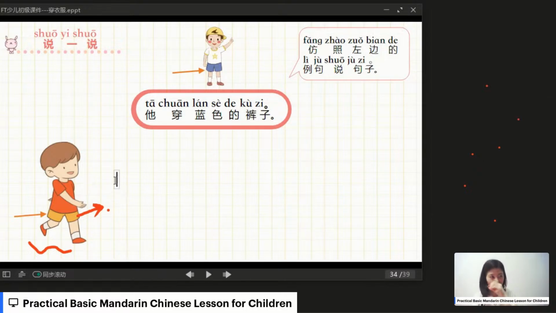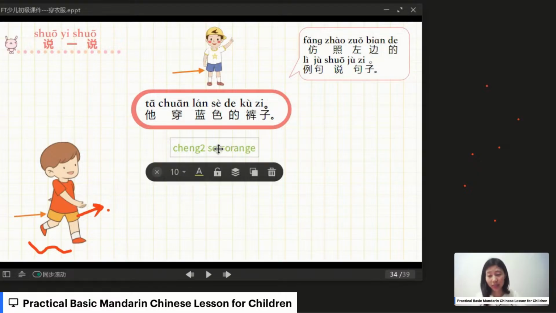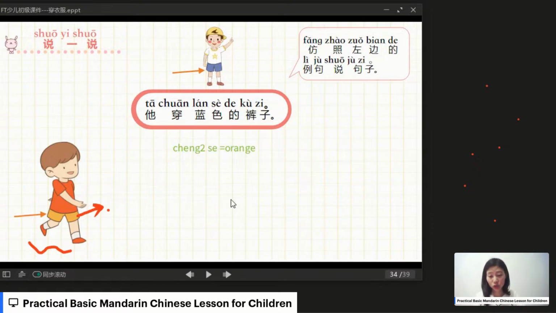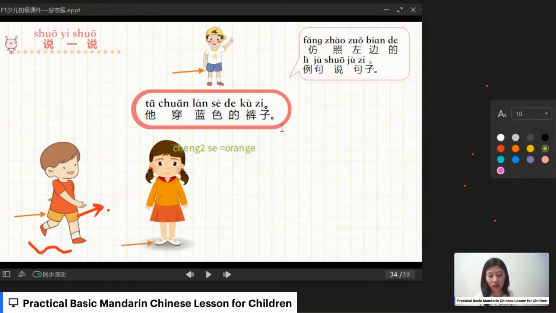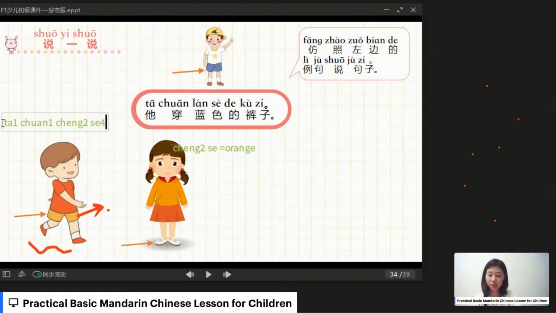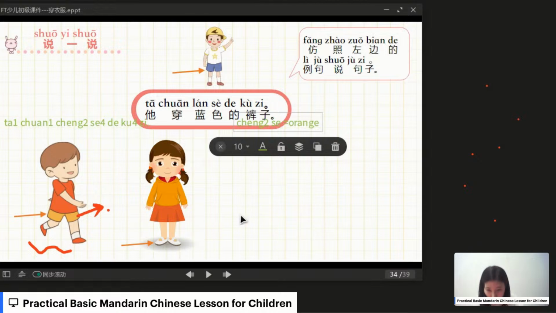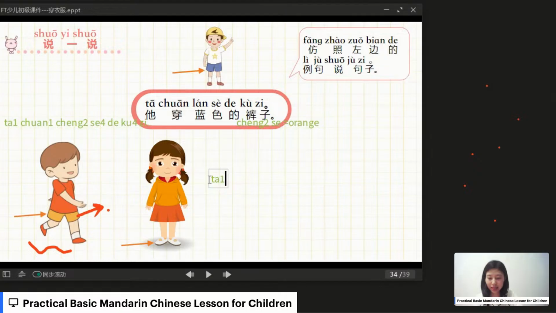Orange is not that common a color, so I'm going to tell you how to say orange. That would be 橙色的, 橙色. So we just need to use 橙色 to replace blue. The whole sentence would be 他穿橙色的裤子. Let me type: 他穿橙色的裤子. Okay, here would be the white shoes, right? Also it's 他, so we can say 他穿白色的鞋子.